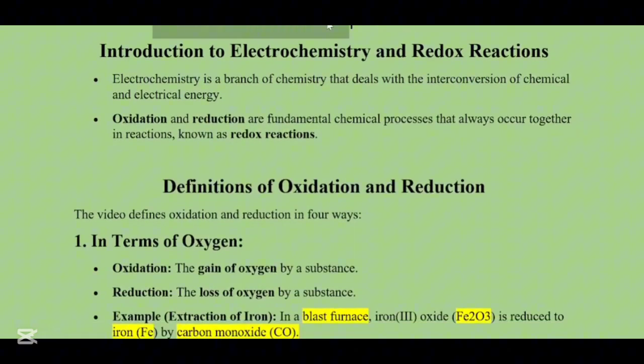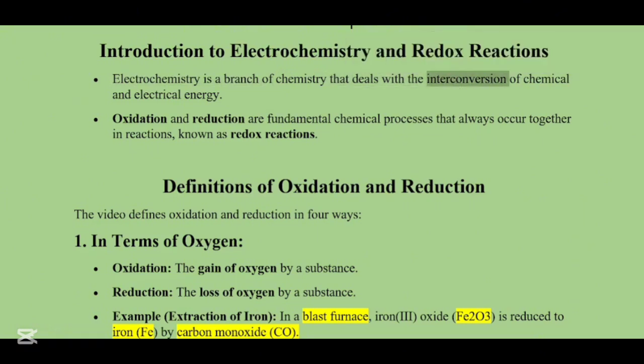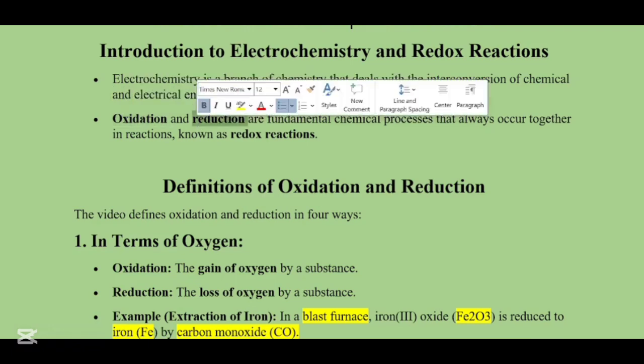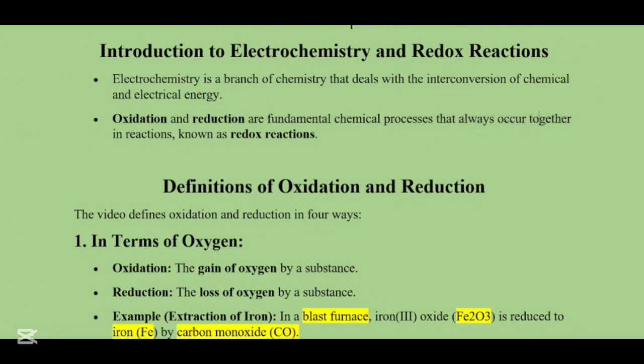Oxidation and reduction, these two reactions are known as redox reactions. Electrochemistry is a branch of chemistry that deals with the interconversion of chemical and electrical energy. Oxidation and reduction are the fundamental chemical processes that always occur together in reactions which are known as redox reactions.